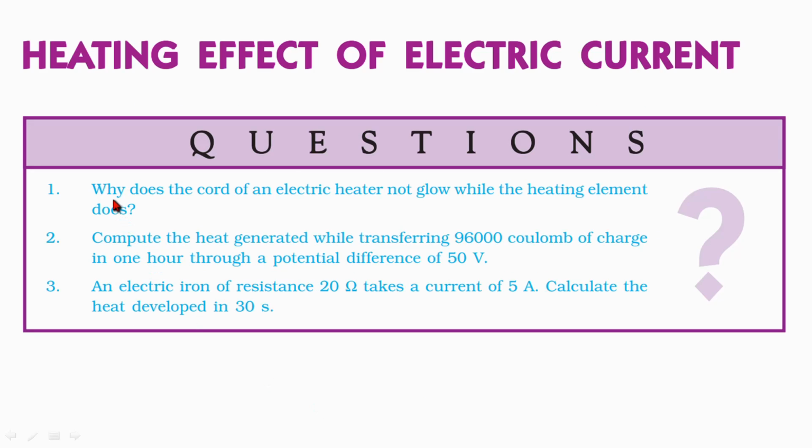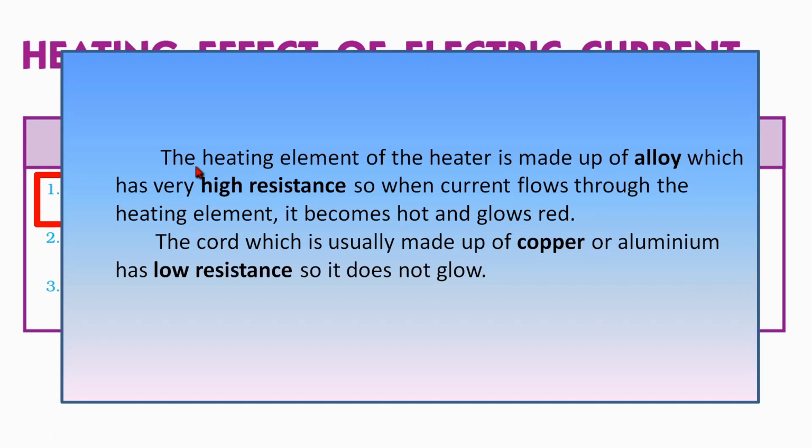Now let's do the exercise. Why does the cord of an electric heater not glow while the heating element does? We have already done this question in a modified form earlier. The heating element has more resistance, so more heat is produced, so it heats up and glows, but the cord has less resistance, so it doesn't glow.